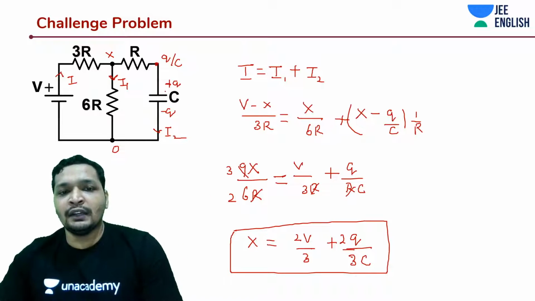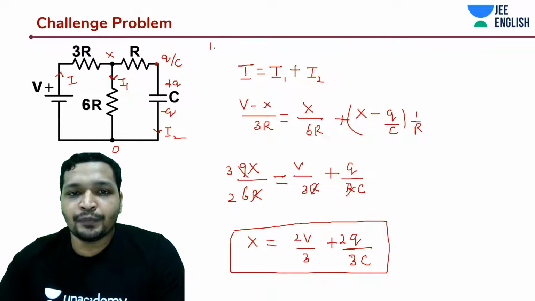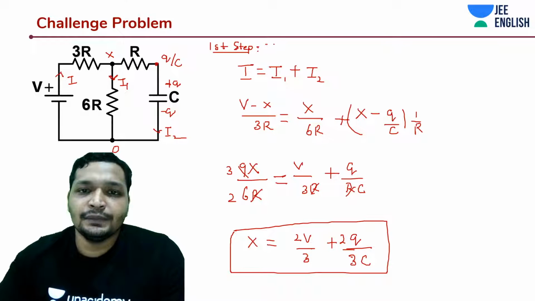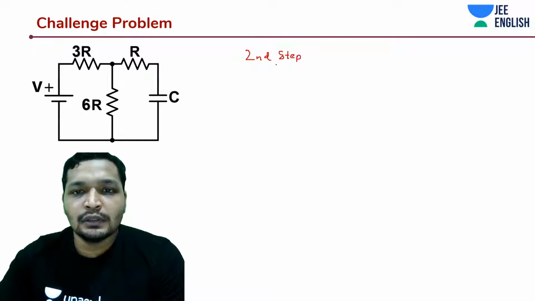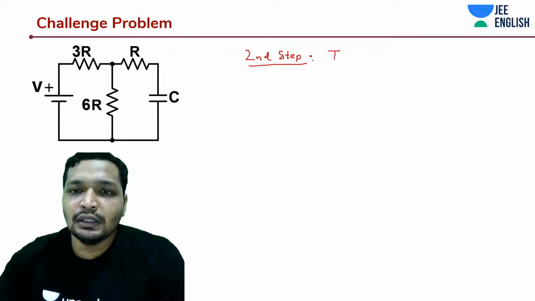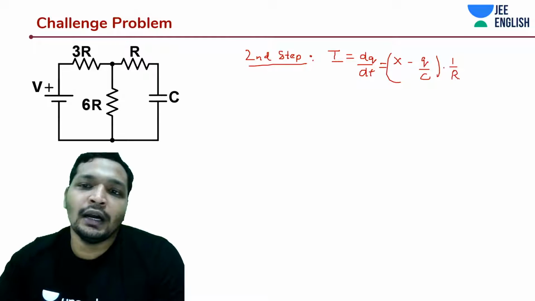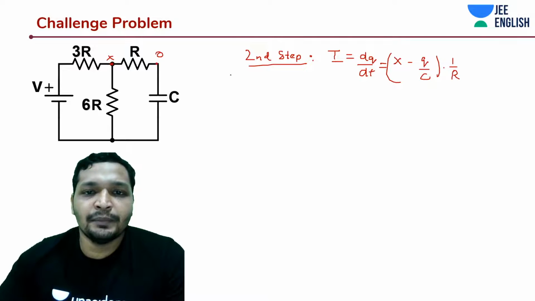And the next thing is, so we did, this is the first method. Okay, first step. Your first step is to find X. Second step is going to be I is equal to dq by dt is equal to (X minus Q by C) into 1 by R. Okay, so apply the current equation. That is your second step.